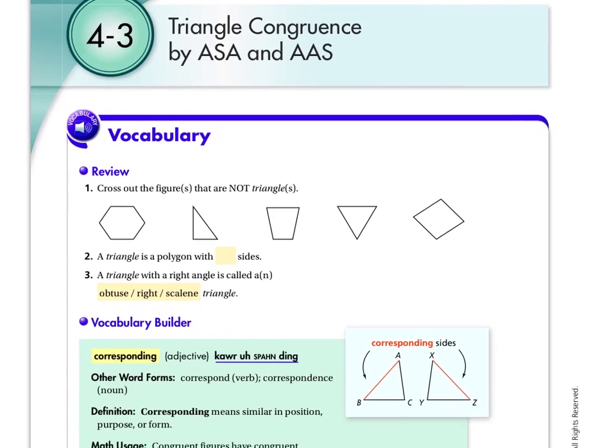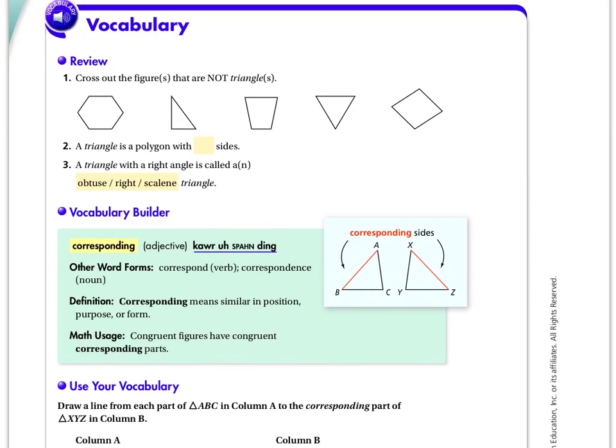First, take a second to review over this vocabulary section. Most importantly, make sure you know what corresponding means. Understand how it applies to triangles and how we'll use it in our lesson.